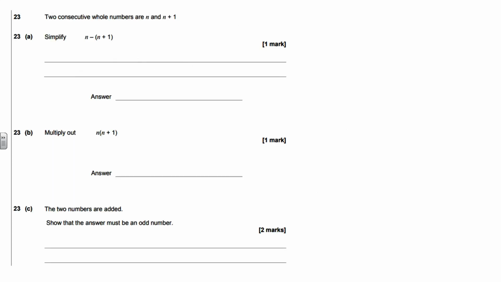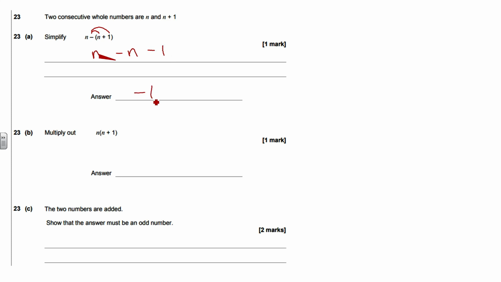Question 23. 2 consecutive whole numbers are n and n plus 1. Simplify n minus (n plus 1). The fact that these are 2 consecutive whole numbers doesn't really tell me much for this first question. I just need to simplify that: n, and then I've got minus n, and then minus 1. So n take n is nothing, take 1 is minus 1.